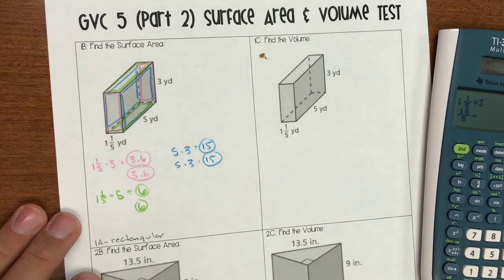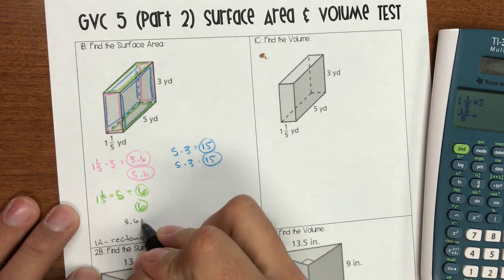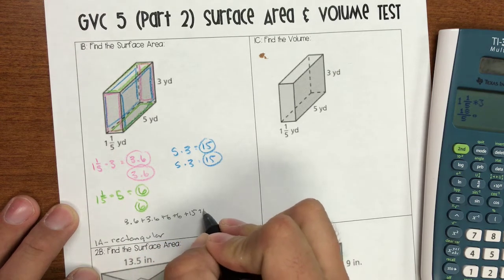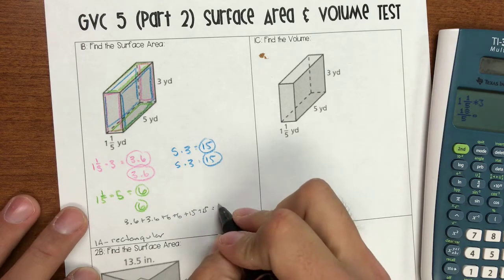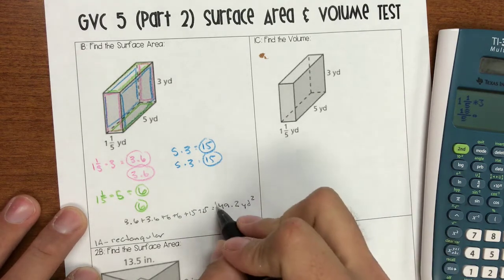Now that I have all the sides, all I have to do is add them together. 3.6 plus 3.6 plus 6 plus 6 plus 15 plus 15. And when you add all those together, you get 49.2 yards, and it's square yards.